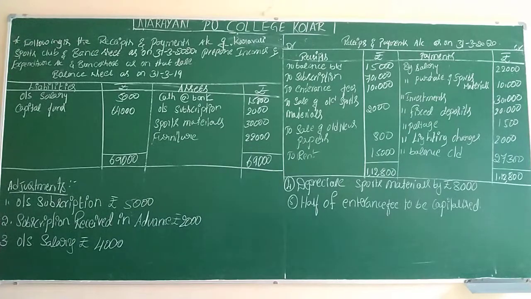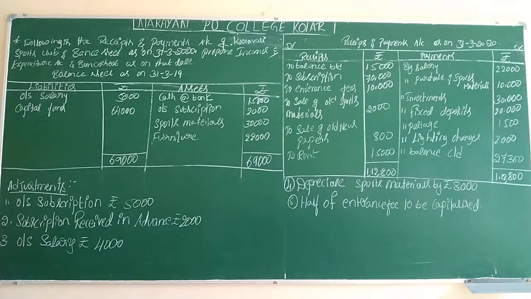Once again we will read the question. Question number 4, related to the chapter non-profit organization. Following is the receipts and payments account of Karavali Sports Club and balance sheet as on 31st March 2020. Prepare income and expenditure account and balance sheet as on that date only. Balance sheet as on 31st March 2019 is given: liabilities, assets. Under liability side, outstanding salary, capital fund.